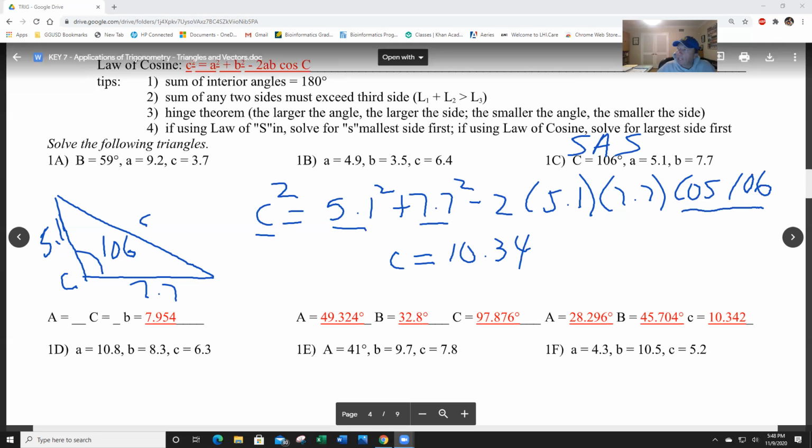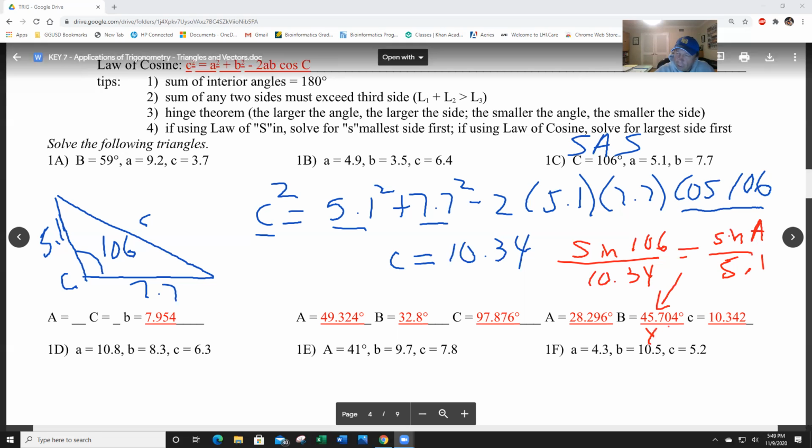It wouldn't matter in this case because we know they're both going to be acute, but just to be in that habit, we're going to go ahead and solve for the smaller angle. So we're going to go the sine of 106 over 10.3 or 10.34, whichever one you want to use, equals the sine of A over 5.1, okay? And when you do that, you get about 46 degrees.